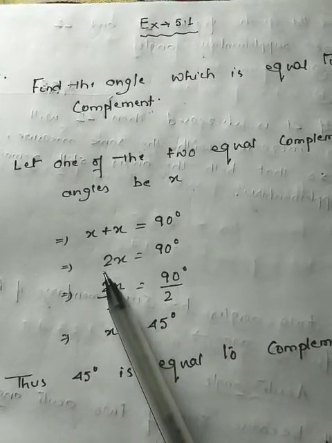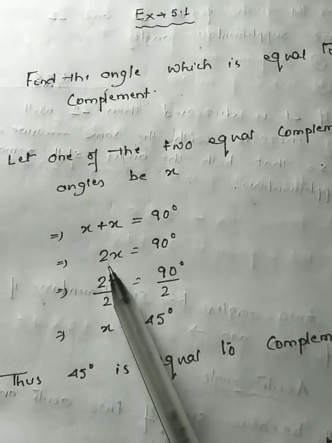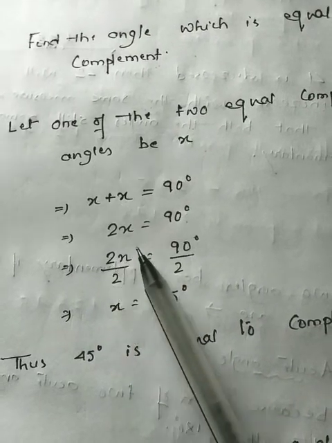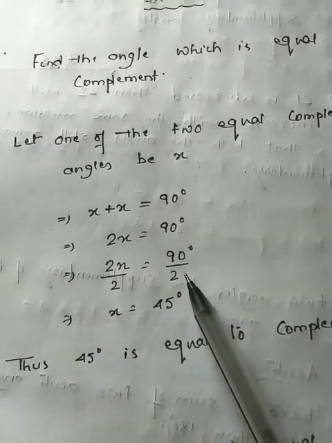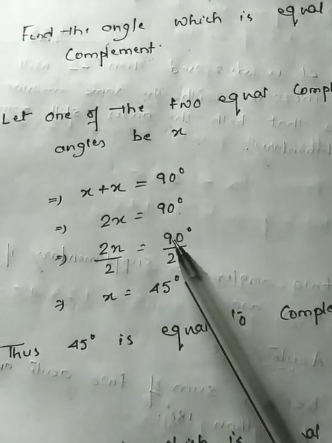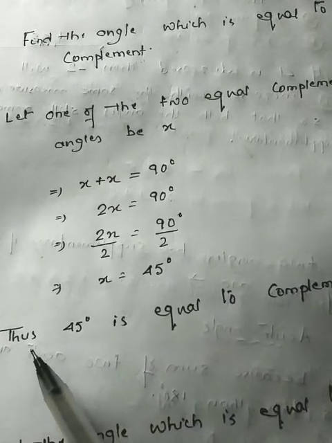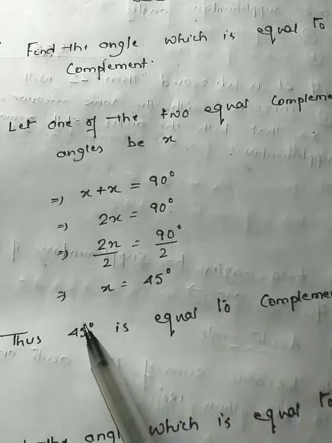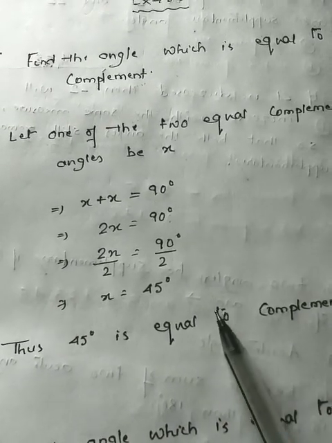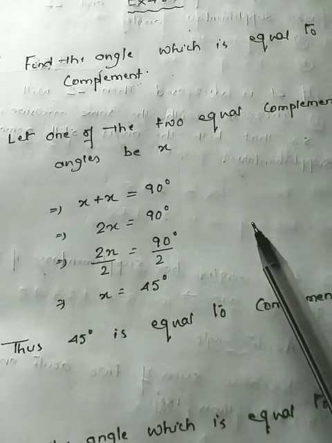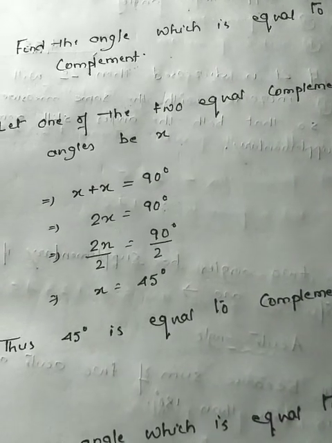So we have to remove this 2. For that we have to divide by 2 on the left hand side, and the same thing we have to do on the right hand side. That is 2x upon 2 equals 90 upon 2. This 2 will be cancelled, and if you divide 90 by 2, then you will get 45 degrees. So thus 45 is equal to its complement. That is, if both the angles are 45, then they would be complementary, and both the angles will be equal also. One angle is 45, another angle is also 45.